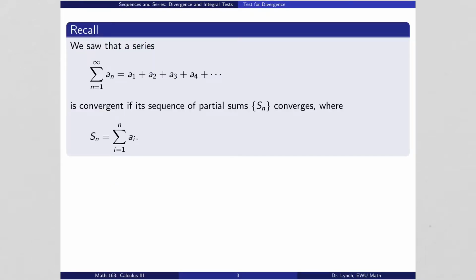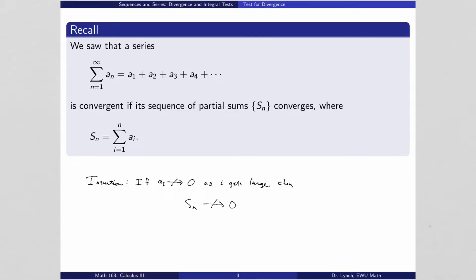Okay, here's the test for divergence. Recall that we saw that an infinite series is convergent if its sequence of partial sums converges. Well, in order for that sequence to converge, you can imagine that the sequence will not converge if the thing that you're adding is not going to zero. So the intuition here is that if the ith term in the partial sum doesn't go to zero as i gets large, then there's no way for the partial sum to converge.